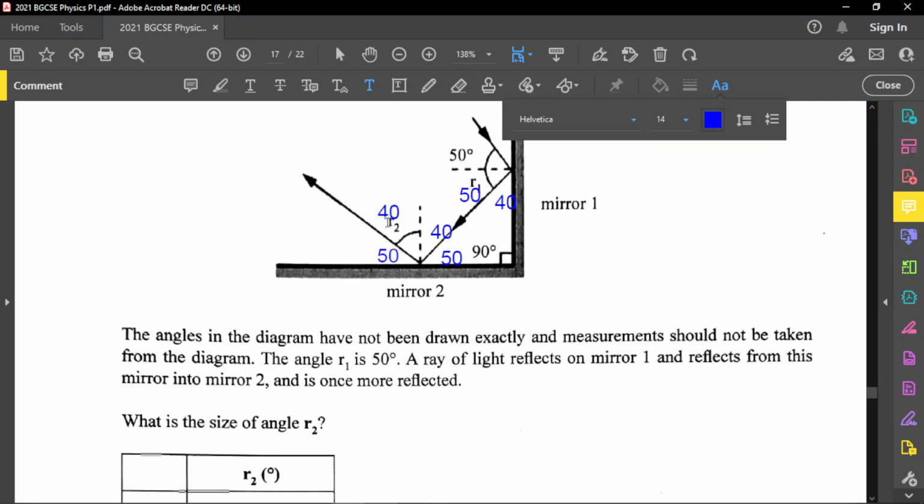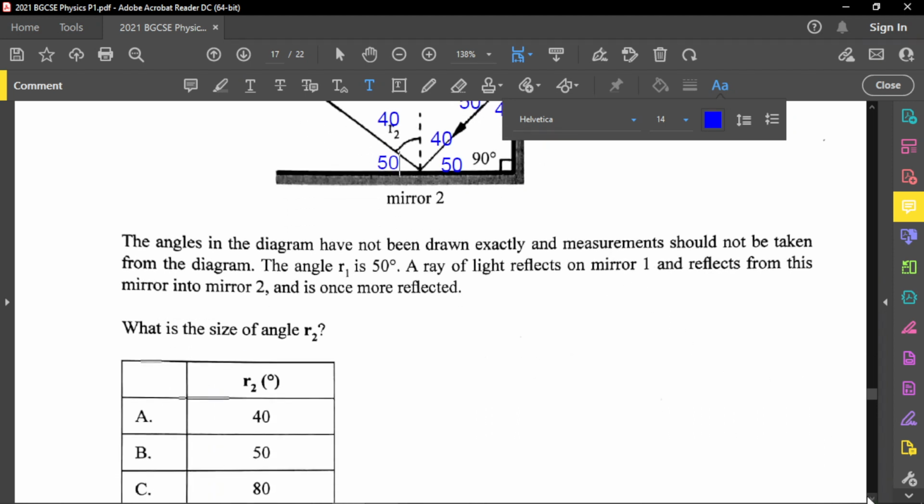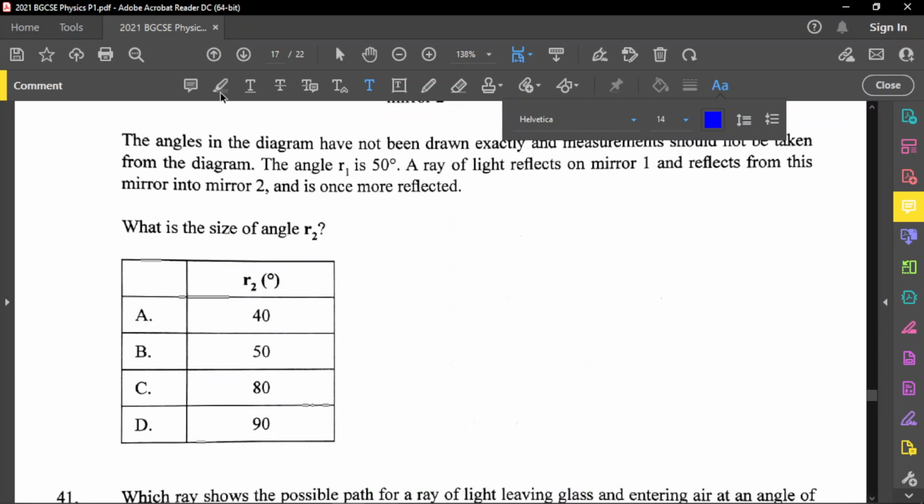They did not ask us for that. But R2, what is R2? Let's go quickly. I'm looking for 40 based on this. And so A is the correct answer right there, 40 degrees.